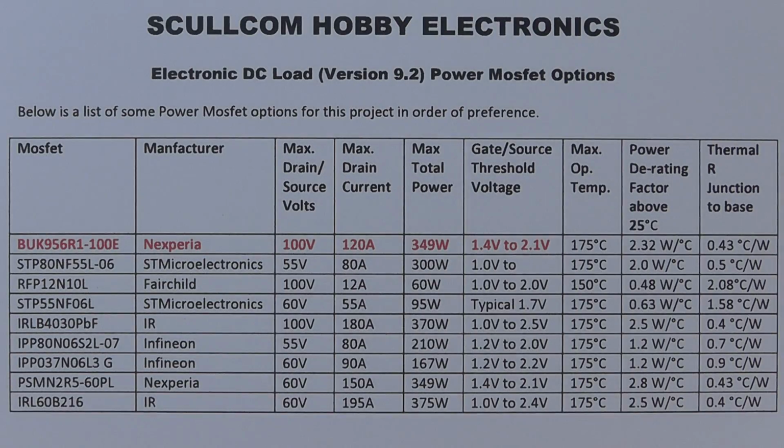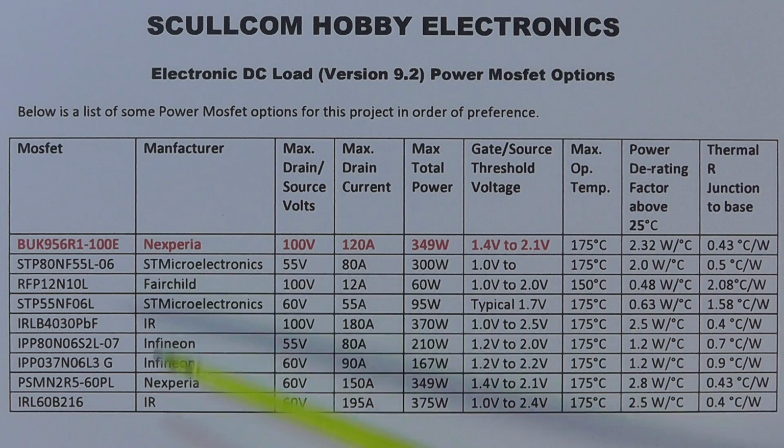Now I've had many questions about is there an alternative power MOSFET we can use for this DC load project. So what I've done here for you is a little bit of research and put a little summary sheet together of possible alternatives to using the BUK 956R1 MOSFET. I'm comparing some of the main features of the MOSFETs, so you can see how they compare with the one I'm currently using.